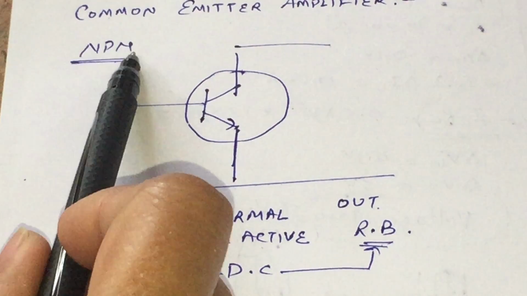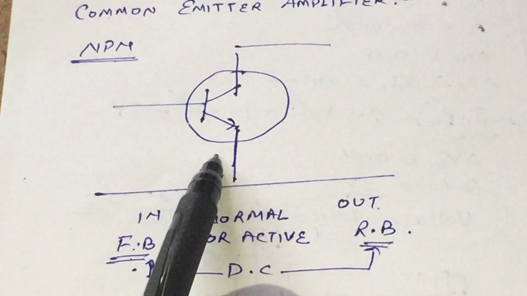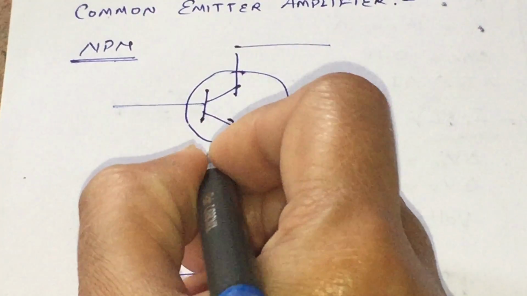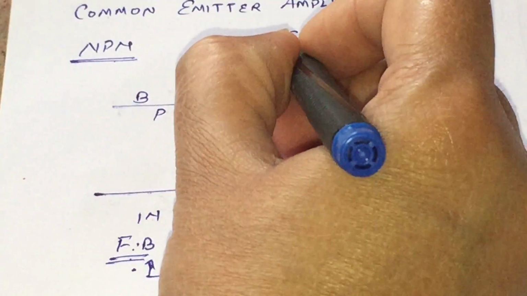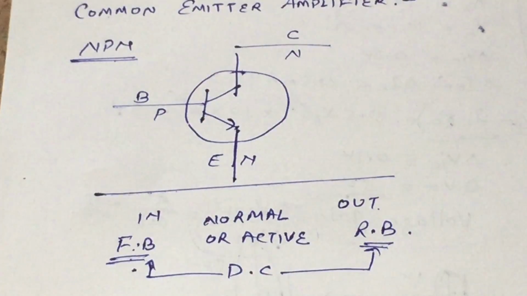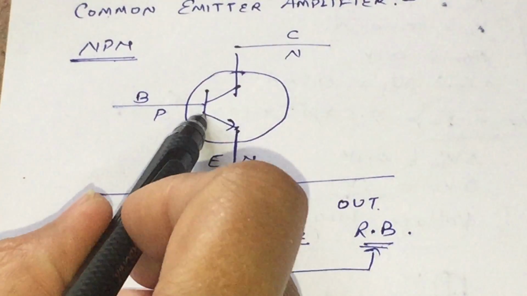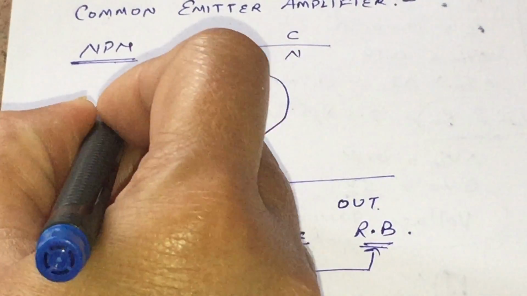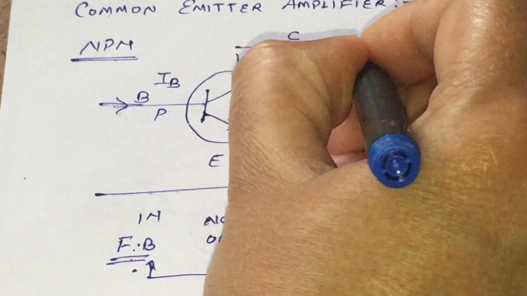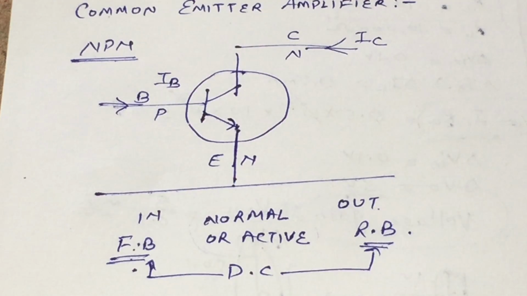In the case of the NPN transistor, this is our emitter terminal, which is of N type. This is our base terminal, which is of P type, and this is our collector terminal, again of N type. As the arrow is pointing outward from the junction, the base current will come towards the junction, and similarly the collector current will move towards the junction.